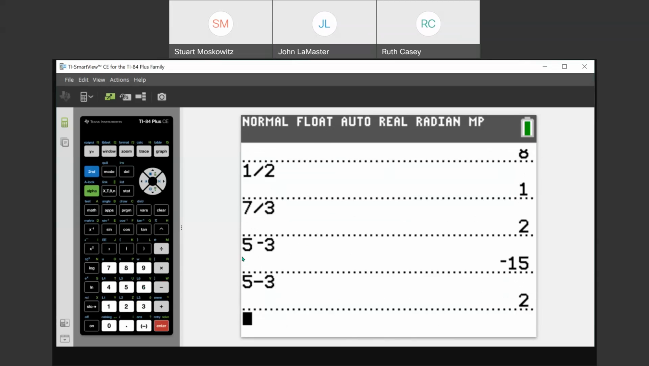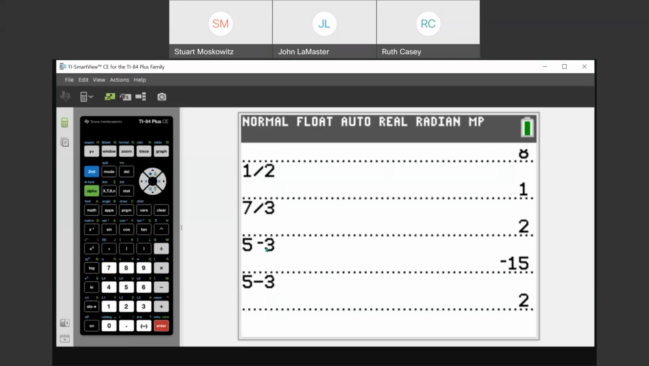So what's the difference? Look at these two symbols. This one is a little bit higher and a little bit shorter. That's the negation key, not the subtraction key. And the calculator knows the difference. So it actually interpreted this as 5 times negative 3.